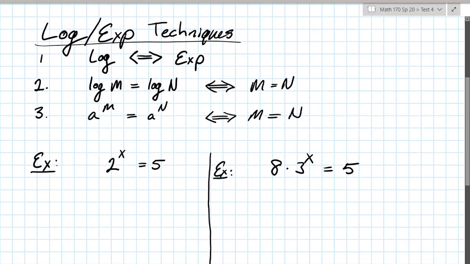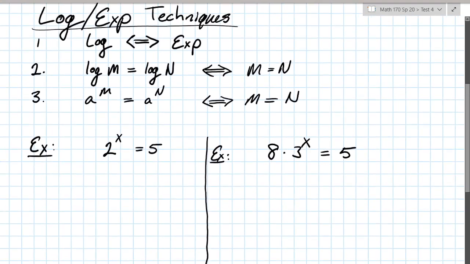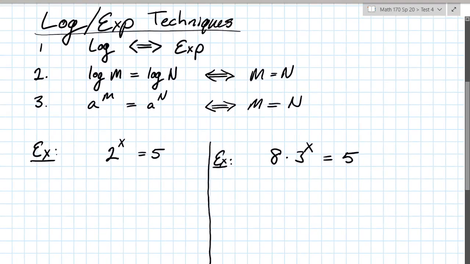Taking a look at the first example, 2 to the x is equal to 5, we might try technique 3 here, except that 5 is not a very convenient power of 2. We could guess that the answer for x should be more than 2 and less than 3, since 2 squared is 4, but 2 cubed is 8. But since we can't guess it exactly, we're going to have to pick a different technique.